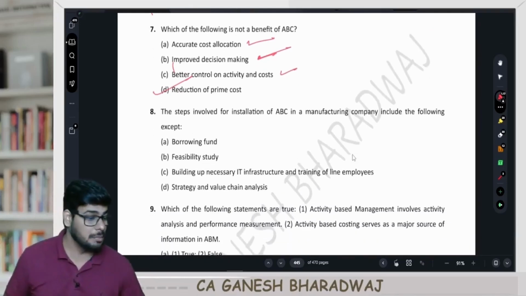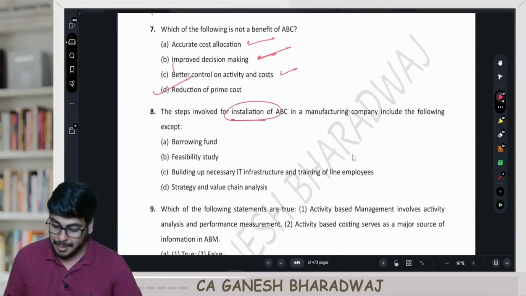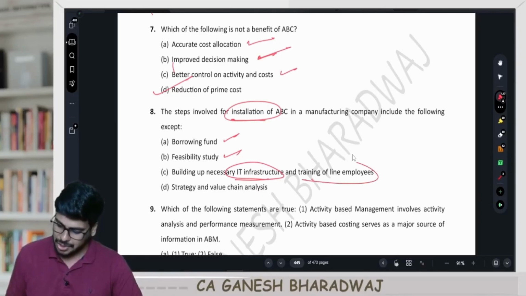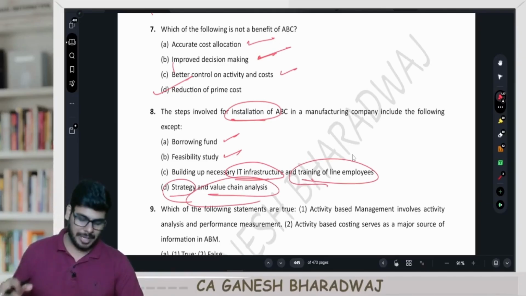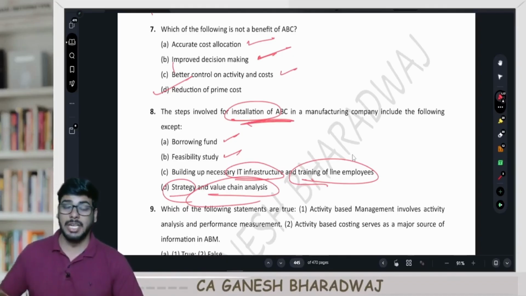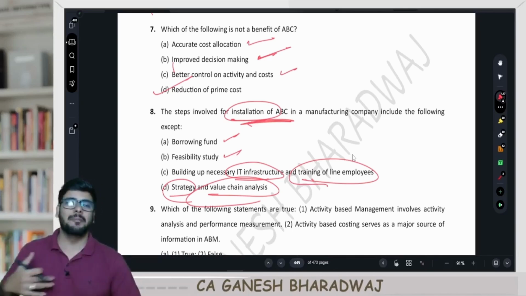Next one, question number 8. The steps involved for installation of ABC in a manufacturing company include the following, except: borrowing fund, feasibility study, building up necessary IT infrastructure and training of line employees, strategy and value chain analysis. So basically, if I want to install a new ABC system, till now I was doing traditional overheads, now I want to newly formulate an ABC system in my company, what should I do?